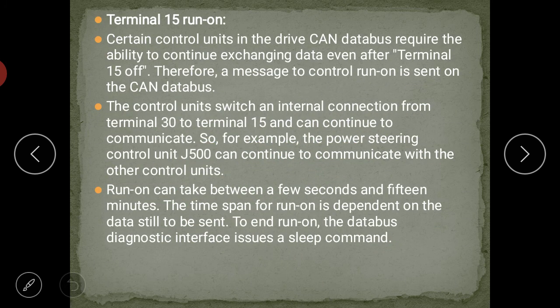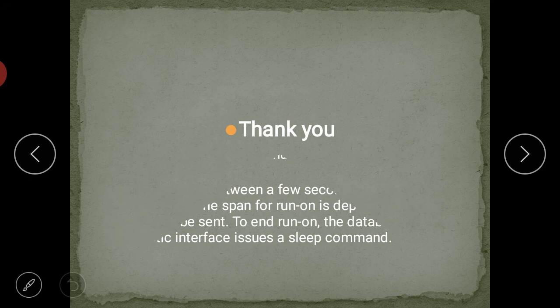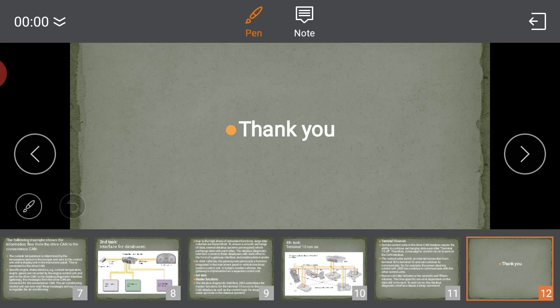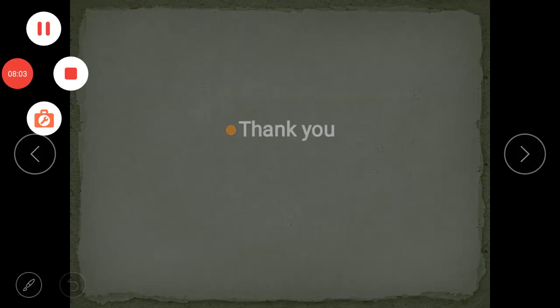The operation takes place from a few seconds to 15 seconds, and then the off, that is sleep mode, is commanded by the gateway. The gateway sends the signal that, okay, you have performed all the operations, now go into sleep mode. Thank you. I hope you are getting whatever I have taught. Thank you.